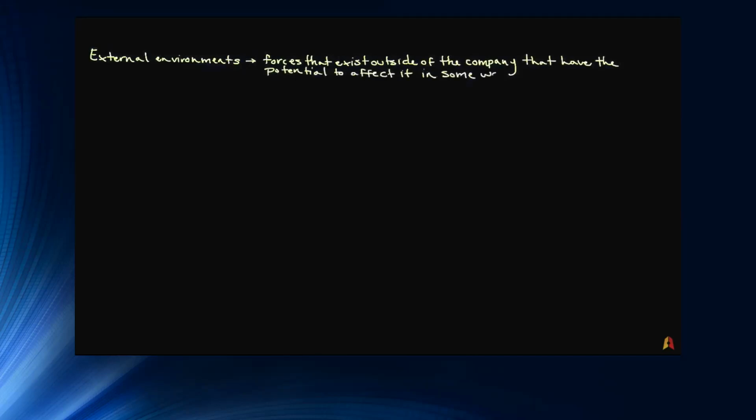A business's external environment is often described as the forces that exist outside of the company that have the potential to affect it in some way. Although it's impossible to control what happens in their external environments, businesses attempt to predict changes so they can adapt accordingly. In order to conduct more detailed analysis, the external environment is commonly split into two categories: the general environment and the specific environment. In this video, we're going to spend our time looking into the general environment.